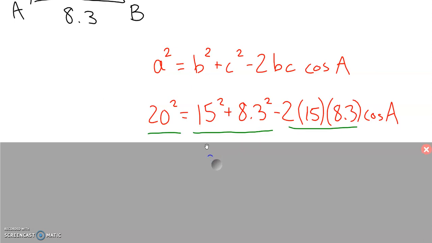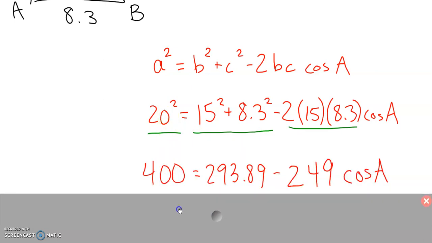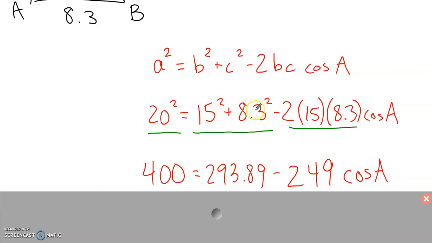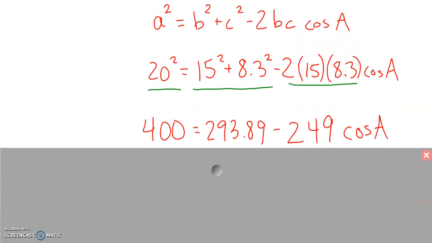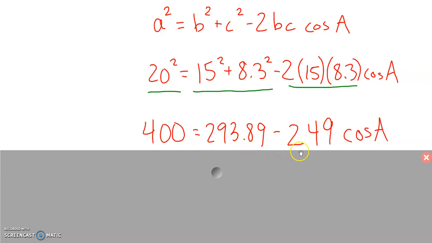Then I'm going to evaluate: 20 squared is 400. I'll do 15 squared plus 8.3 squared with my calculator to get that. I'll do 2 times 15 times 8.3 to get that. And now, when solving this equation, this next step is the most common mistake. Some people try to do subtraction next and actually combine these two terms. But you can't do that because this right here is a multiplication step, and you can't subtract before you multiply.